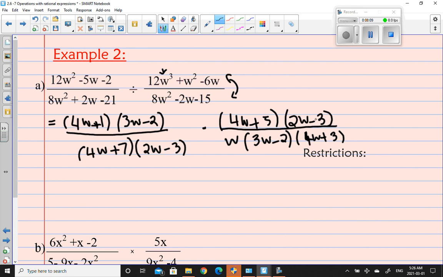So now you have certain terms that actually can cancel out. For example, this, I'm going to do that in purple. 3w minus 2 cancels out with 3w minus 2. 2w minus 3 and 2w minus 3 also divide. So they divide to give you 1, so you can cancel them out. And you're left then with 4w plus 1.